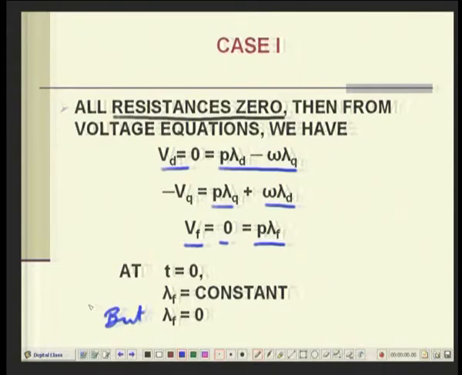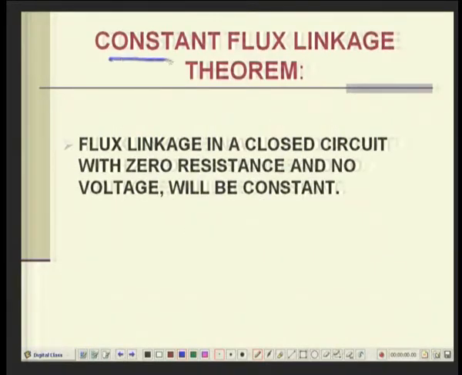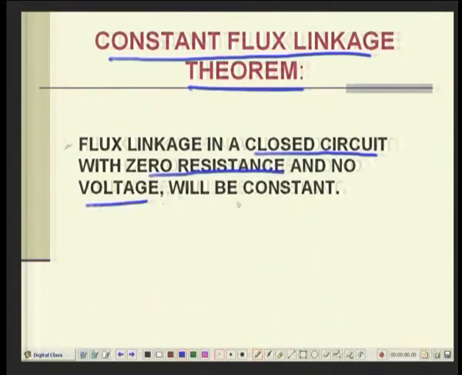So Vf being 0 means lambda F is constant, because there is no change in anything. Under this condition lambda f is 0, no change in the flux linkage of the field. So we get the constant flux linkage theorem, that means flux linkage in a closed circuit with 0 resistance and with no voltage source will be constant. This is the constant flux linkage theorem. It is almost like Lenz's law. Flux will not change, and this will be the objective.